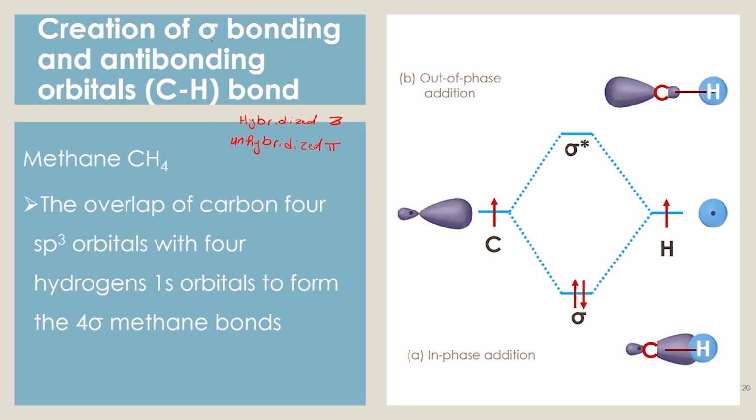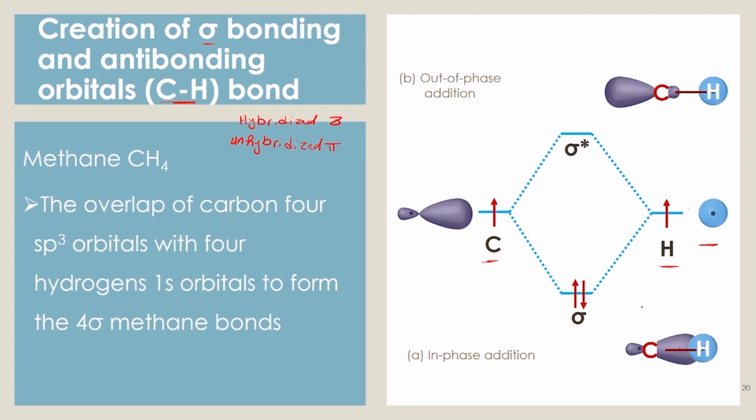Let's first consider the formation of the 4 sigma bonds of methane. The 4 hybridized sp3 orbitals overlap with 4 hydrogen 1s orbitals. Here you see the representation of the overlap of one of the sp3 orbitals of carbon with the 1s orbital of hydrogen. The overlap is head-to-head.